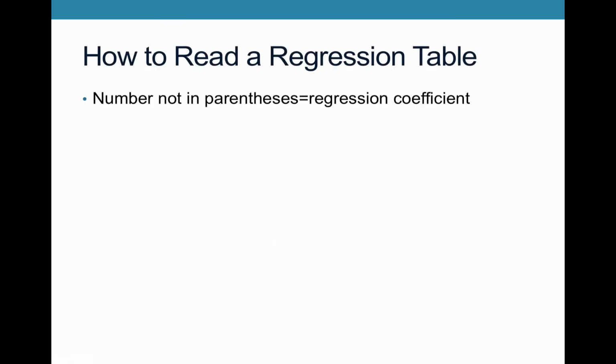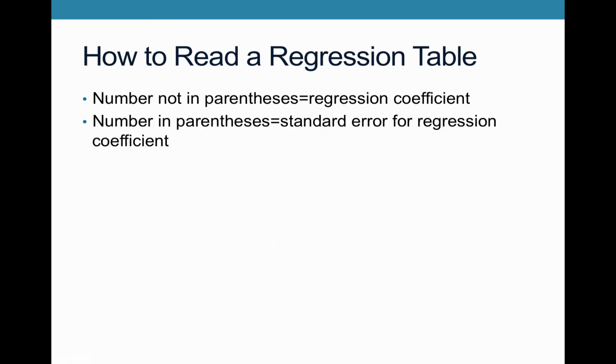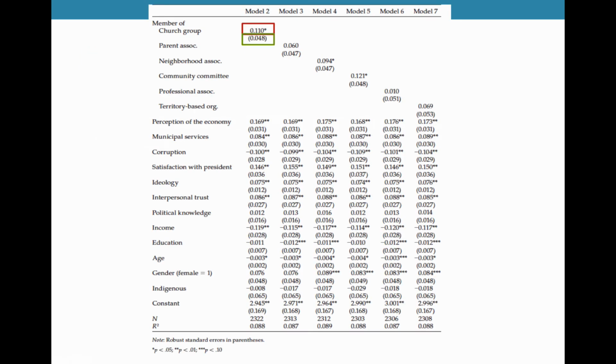Next, with the regression coefficient, we looked at the number that was not in parentheses. Looking at the number in parentheses, this is the standard error for the regression coefficient. Okay, so looking at this once again, here is the coefficient, and here's that standard error for that coefficient. This means we could come up with a confidence interval for what the true value in the population is for the effect of being a member of a church group. Likewise, we see it for perception of the economy and for education level.